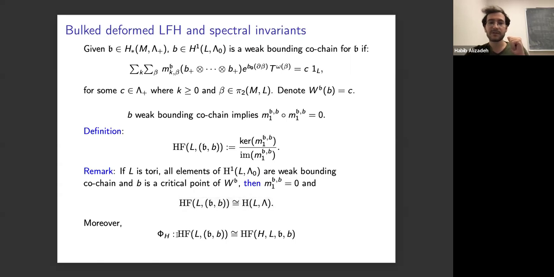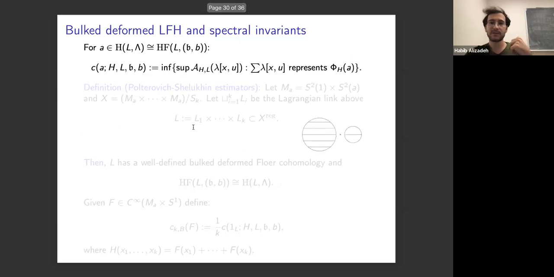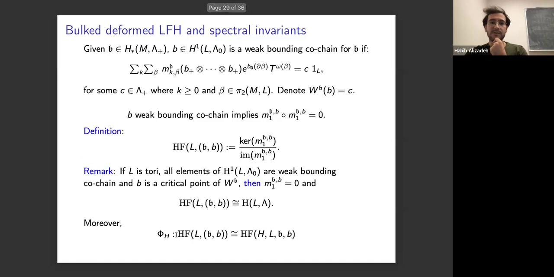And moreover, in this setting it is actually isomorphic to the homology of some Morse-type complex, which has some action filtration. And so this group is going to have some filtration on it. And then you can define a spectral invariant. So take any cohomology class of L, think about it as an element here, and you map it by, this was called phi h, this isomorphism. I did not define this, so don't worry if you don't understand this word. It will take a while to define this.